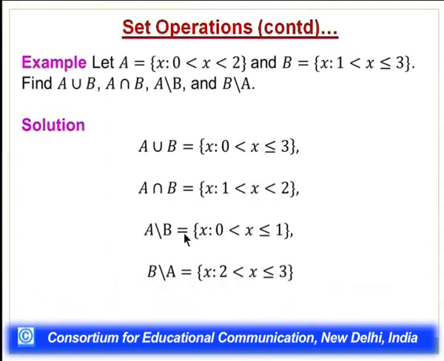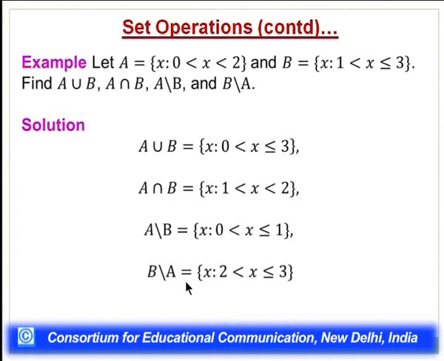Third, suppose we have to calculate A minus B. A minus B means we take the set A and remove from this set all the elements that are present in B. So here the elements that are also present in B would be the elements from 1 to 2. So in that sense, we'll get A minus B as the set of all elements x such that x lies between 0 and 1, with 1 included on the right hand side. Because 1 is not included in the set B, we can include it here.